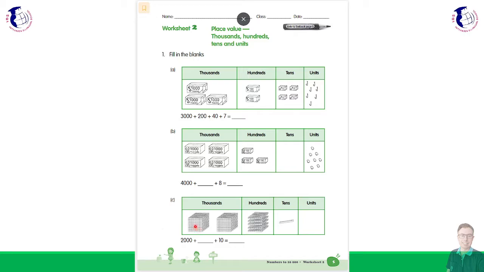And this last one, we have some thousands, hundreds, and tens, but no units. So it's written the thousands for you. It's written the tens for you, so you just need to write how many hundreds are here, then write the total 4-digit number here. Remember, if there is a missing or empty box like this, you still have to enter a 0 in your 4-digit number.